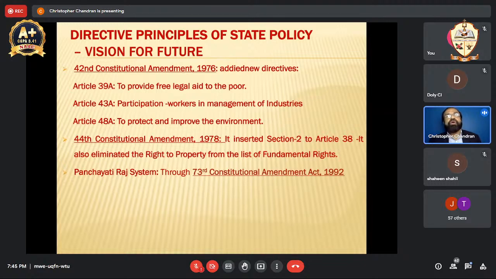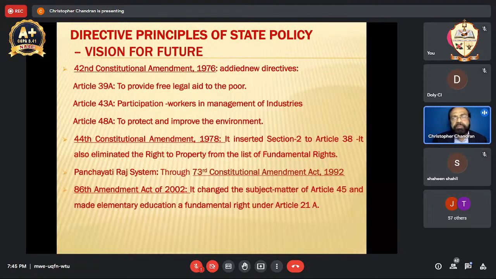So this is basic. All these have been incorporated from the Directive Principles. Your Panchayat Raj is a Gandhian principle. The 73rd Amendment, we were able to implement it in the year 1992. The 86th Amendment brought the right to education. Article 45 of the Directive Principles implemented. It's now a fundamental right.